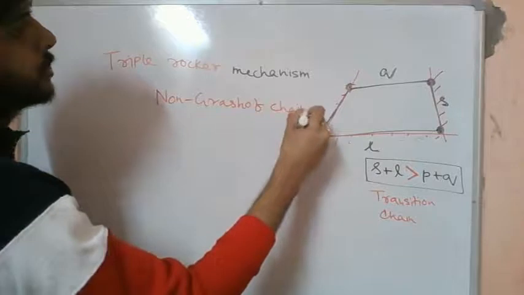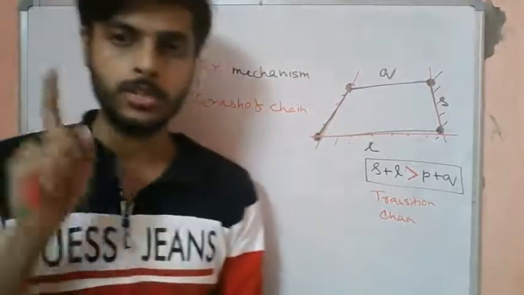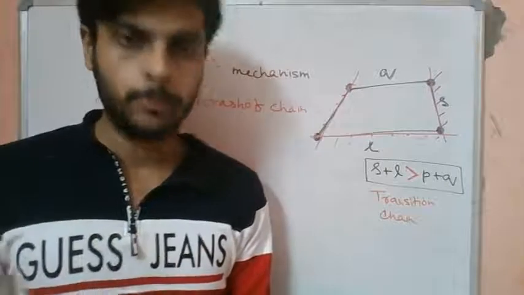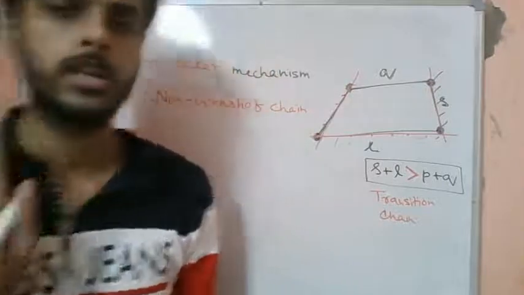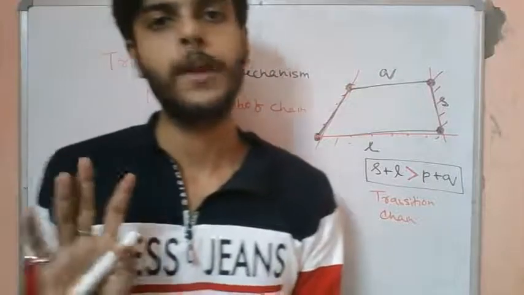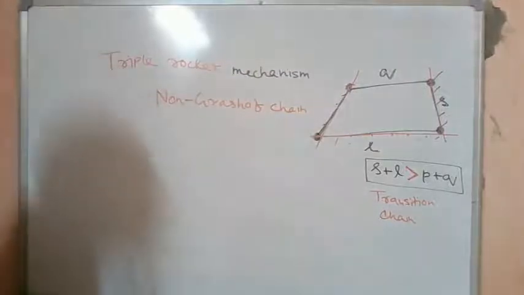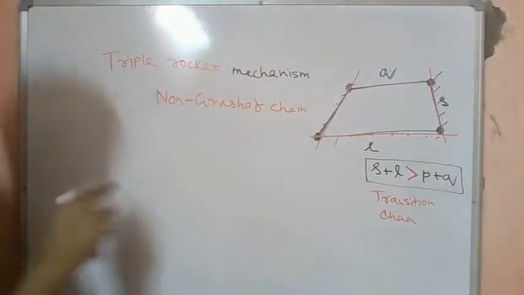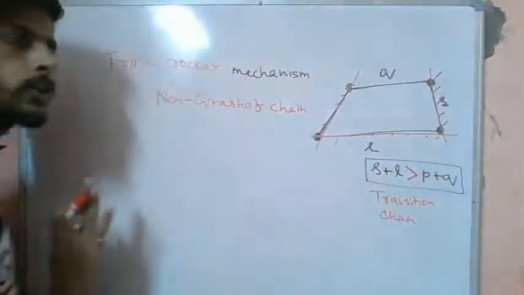Okay, so for a 4-bar mechanism to have at least one link performing a complete rotation, we should have a Grashof chain only. Then only will there be at least one link performing a complete rotation. If there is any non-Grashof chain, there won't be any link performing a complete rotation. In this case, all three links will be rocking only, oscillating.